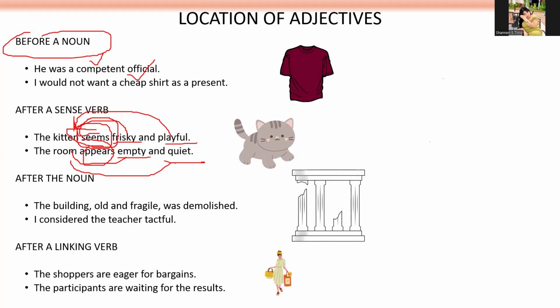Okay, I'll give you a little help. Sa sense of sight, ang pwede nyo gamitin na sense verbs ay see, seems, appears. Sa hearing naman, pwede nyo gamitin na sense verb ay heard, sound, okay? Sa smell naman, wala namang iba kundi smell.